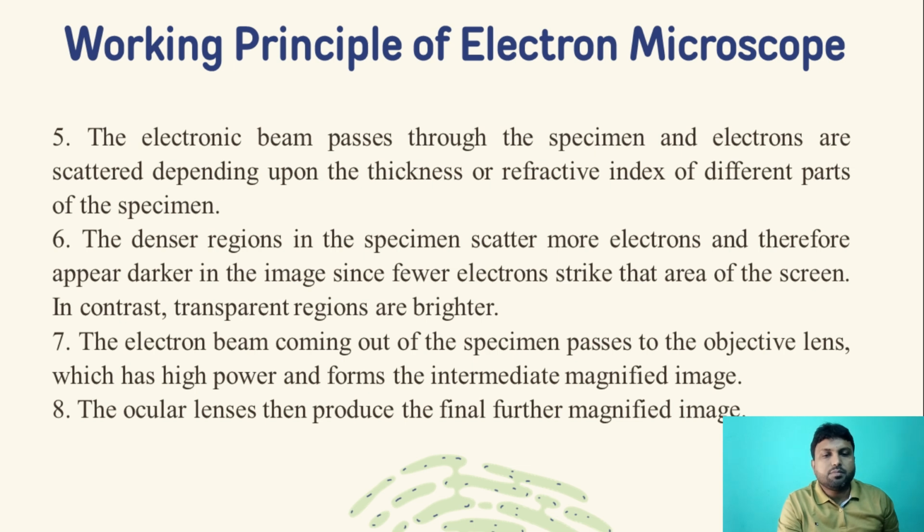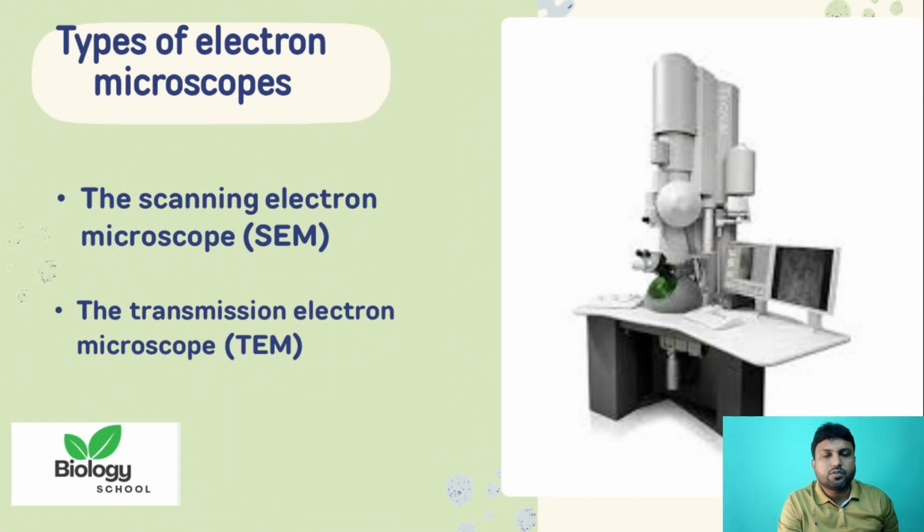Then the electron beam coming out of the specimen passes to the objective lens, which has high power and forms the intermediate magnified image. The ocular lenses then produce the final, further magnified image. There are mainly two types of electron microscope: the scanning electron microscope and the transmission electron microscope.